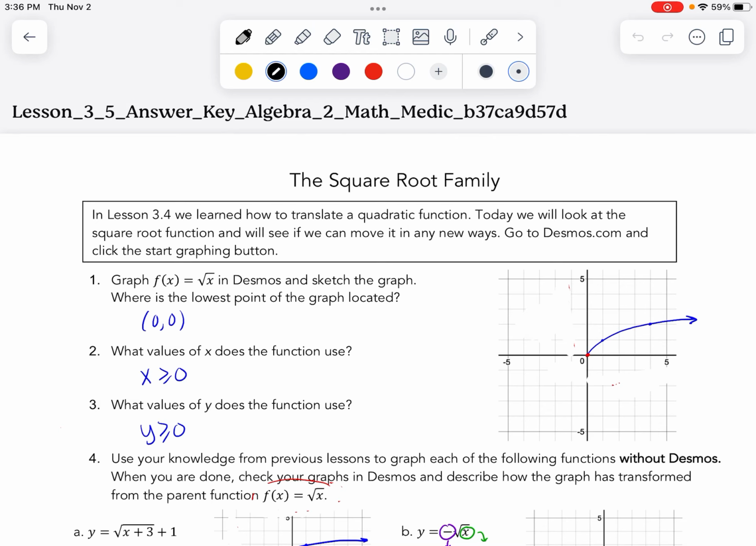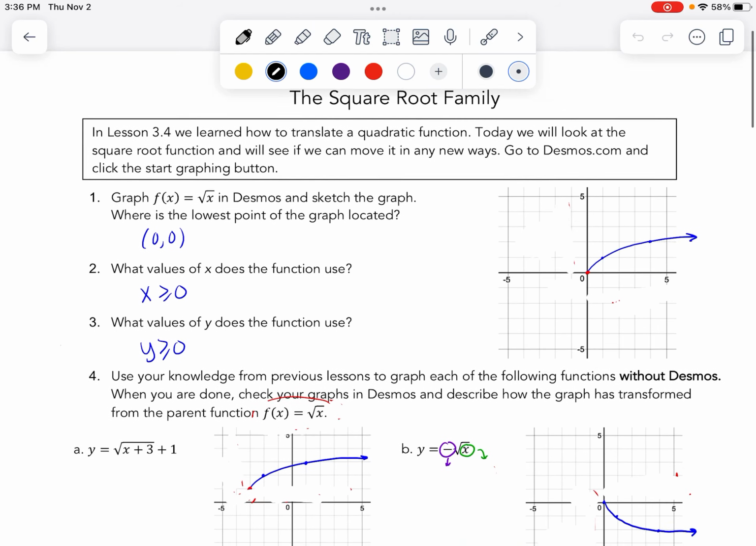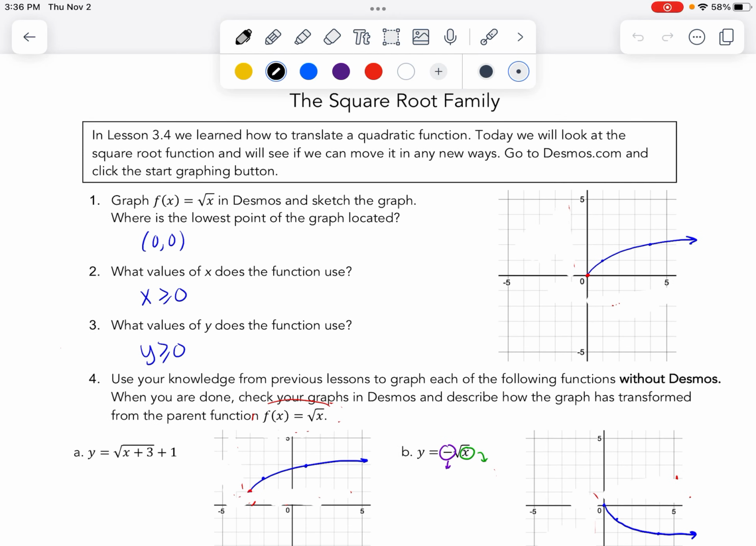And so today we're working on the square root family. And what I want you to notice after you worked on Desmos, when you graphed y equals f of x equals the square root of x, your starting point is 0, 0. Okay? So that starting point is also your y-intercept. Let's change to red here. Hopefully you have your teacher pens out, and that is your starting point.